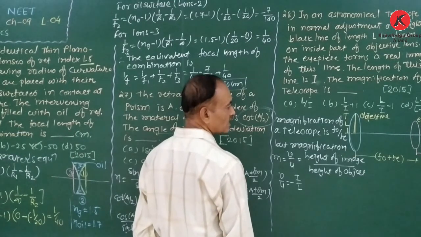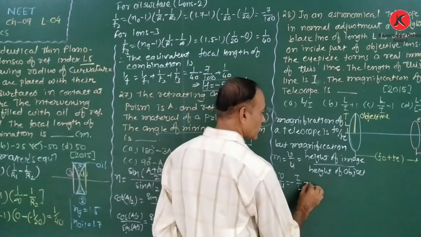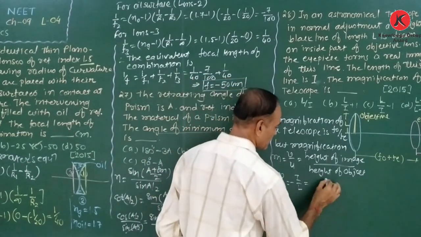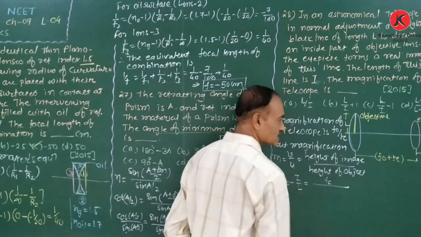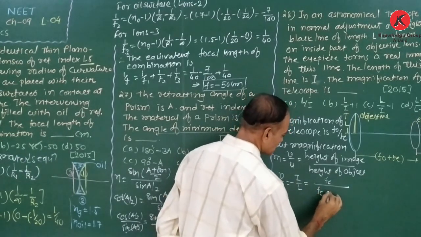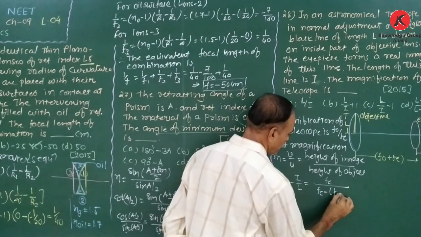But from the figure, what is the I? Now listen, V is equal to AP, the image distance. The object distance is AP minus FO plus AP.